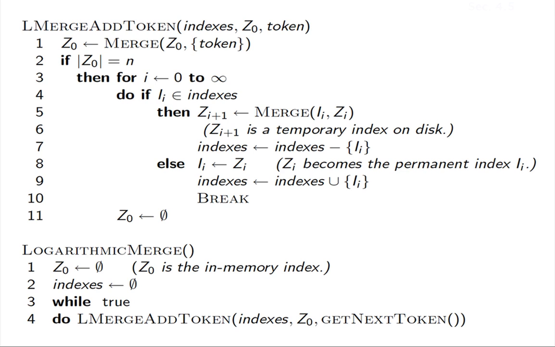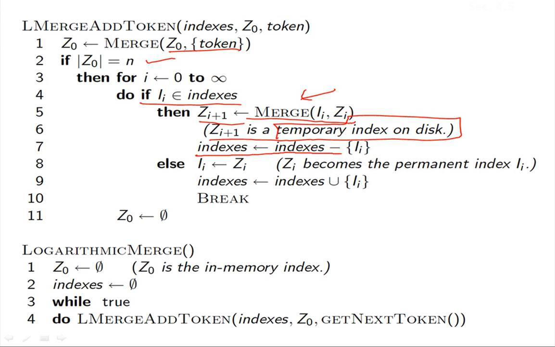Suppose we have a list, merge Z0 and the token. If Z0 is already equal to n, then for i equal to 0 to infinity, if Ii is a member of indexes, then merge that index with Zi, where Zi+1 is a temporary index on the disk. Now reduce the index size, otherwise write that index on the disk.